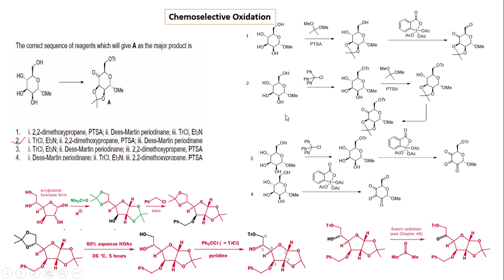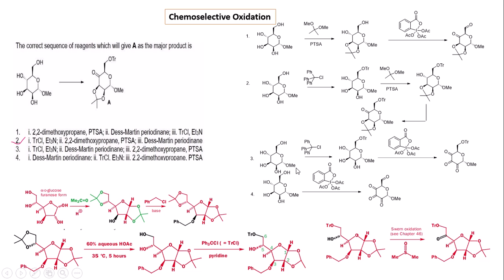In the second option, trityl chloride, triphenylmethyl chloride, can protect only the primary alcohol in the presence of the other alcohols, and then the dimethyl acetone derivative gives the cyclic acetal derivative in the presence of para-toluene sulfonic acid, and then Dess-Martin periodinane oxidation selectively oxidizes this hydroxyl group to give the carbonyl compound. So option 2 is correct.